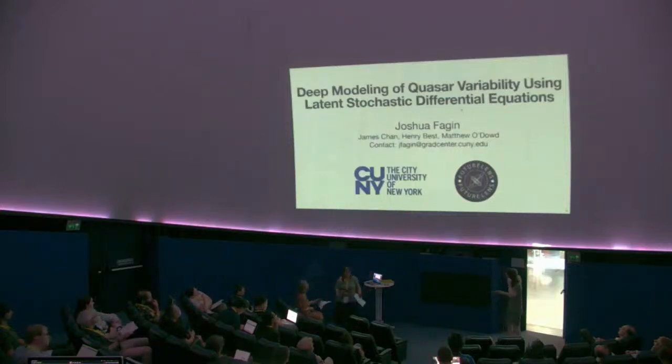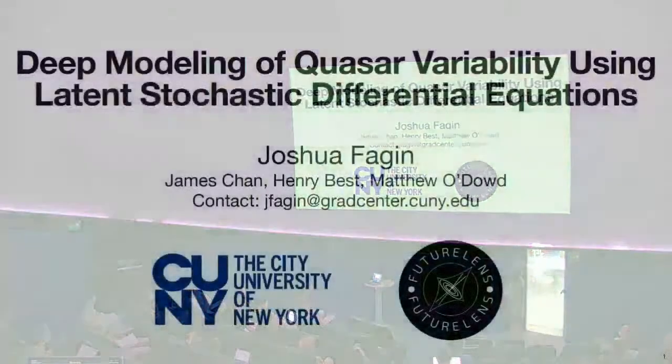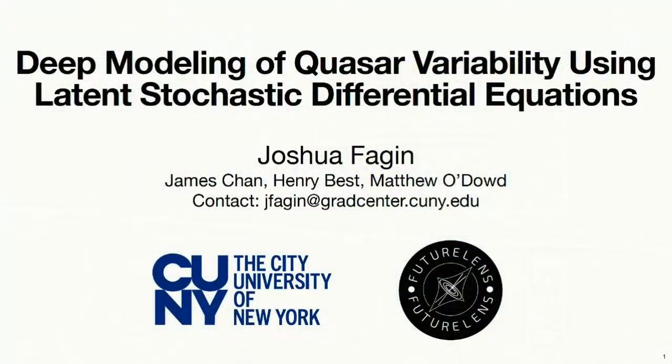Okay. Thank you. So as you said, my name's Joshua Fagin. I'm entering my 5th year of my PhD at the City University of New York, and this is in collaboration with James Chan and Henry Best, who will give great talks later today and tomorrow. And my work is deep modeling of quasar variability using latent stochastic differential equations.